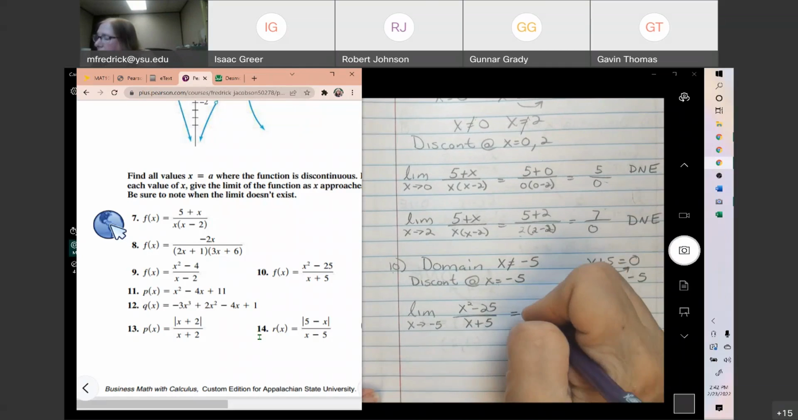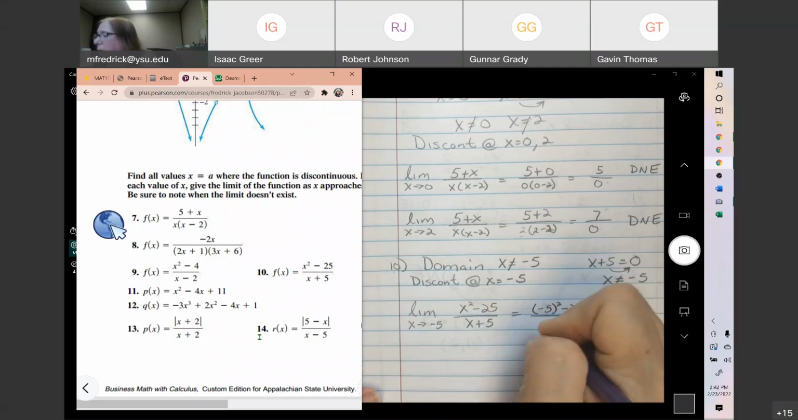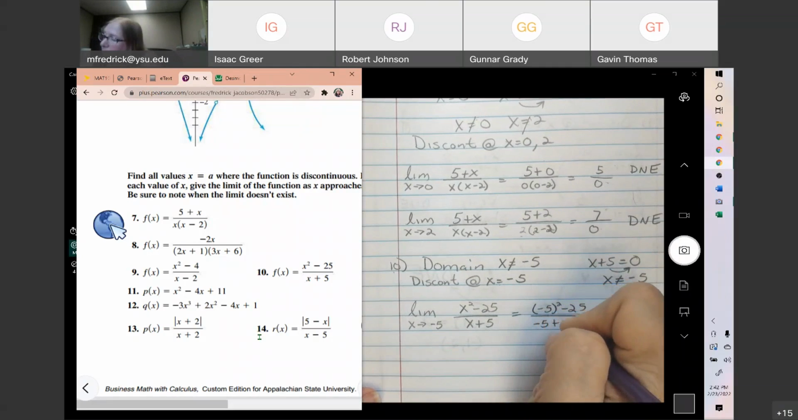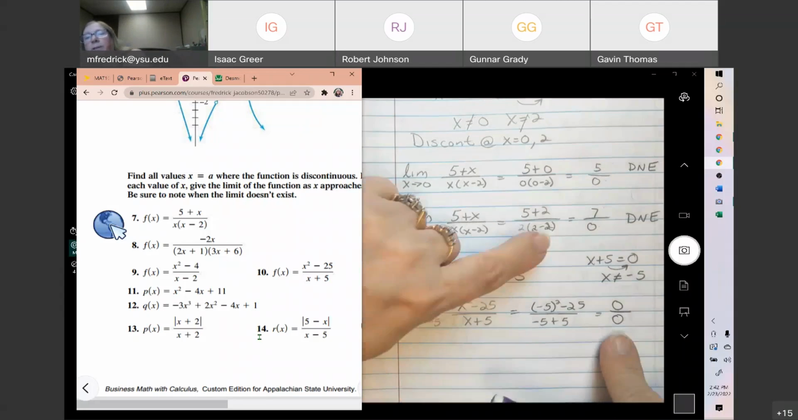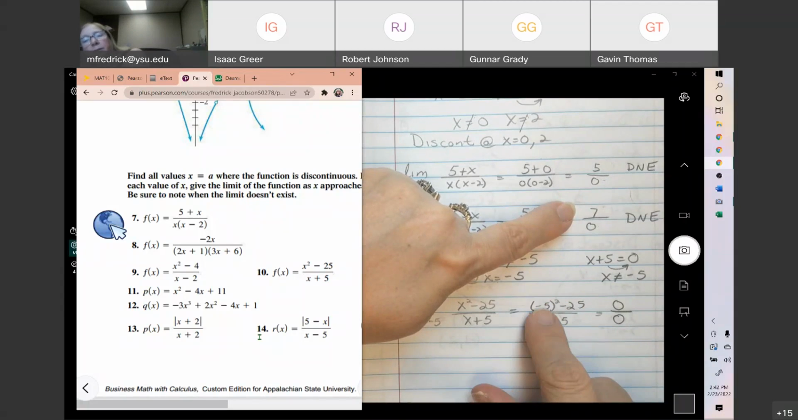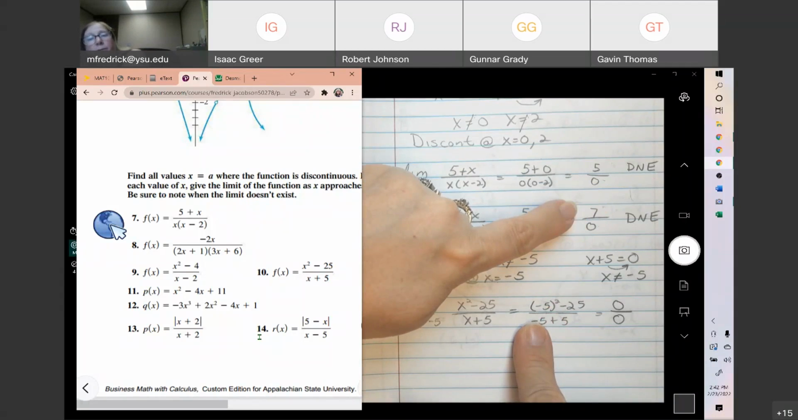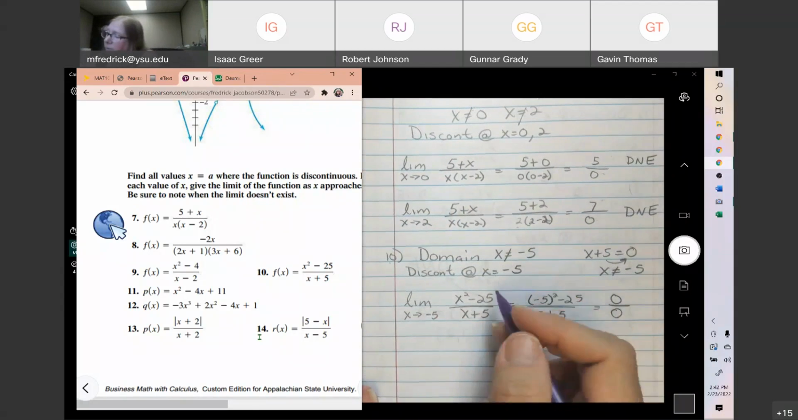Plugging in the -5 squared minus 25 over -5 plus 5. This is 25 minus 25, which is 0. -5 plus 5 is 0. So the difference between these two, you have 0 over 0. That means there's a common factor and it will reduce. This one will not reduce. So if you have 0 over 0, go back and reduce it somehow. In this case, we can factor the top.